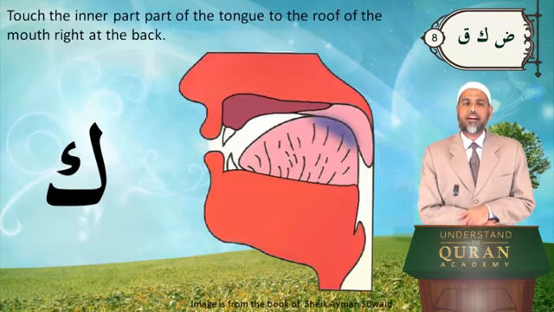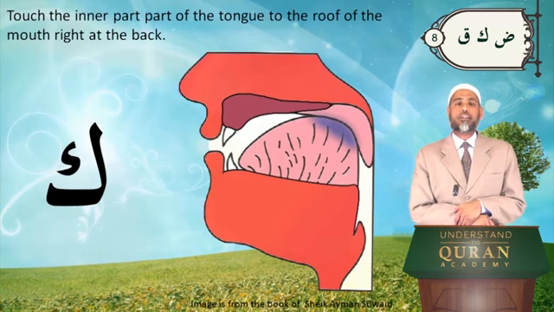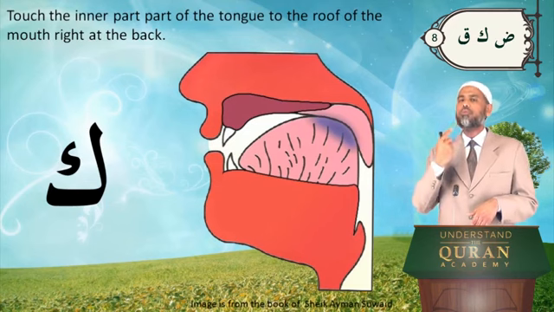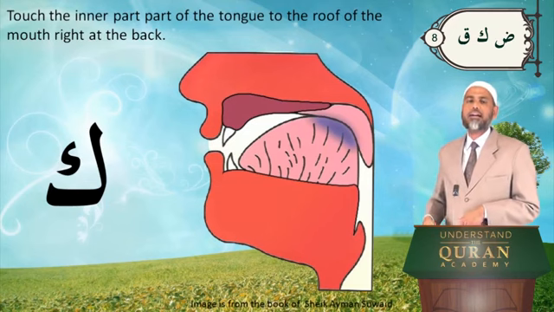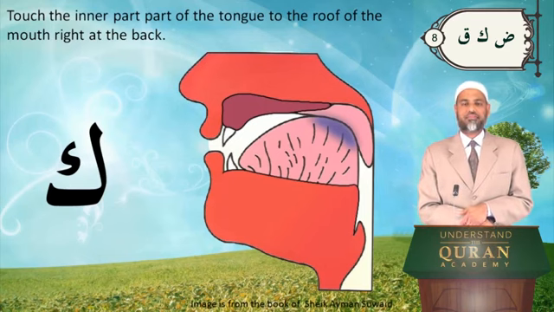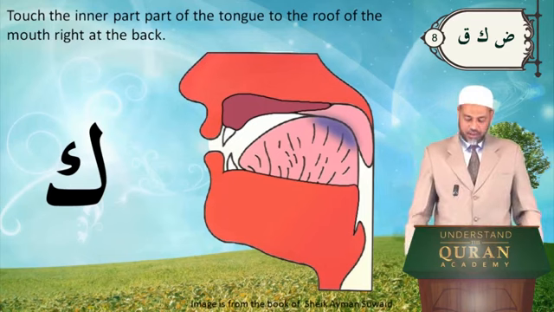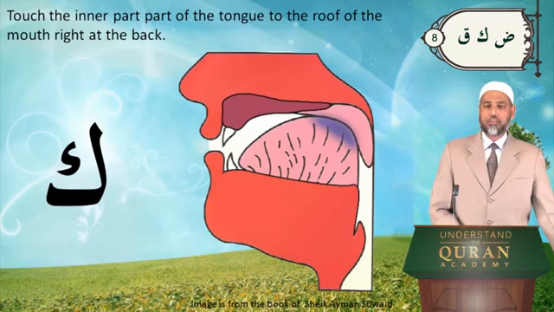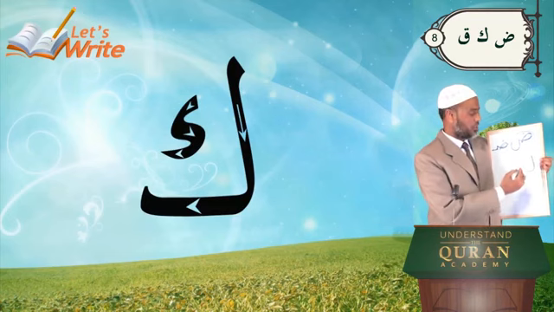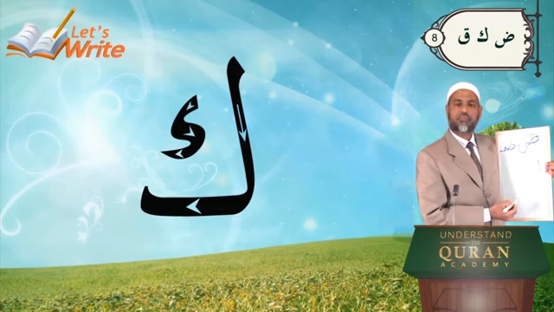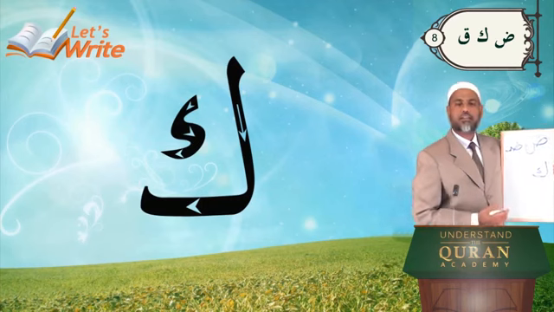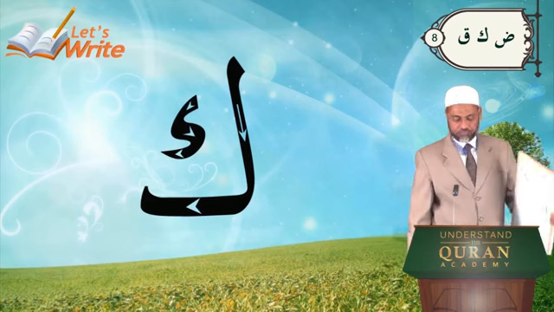How do you say kaf? It's just like the K of English. Touch the inner part of the tongue to the roof of the mouth right at the back. Ka, ka, ka, ki, ku, ak. This is kaf. Let's write kaf. That's very simple. Just a line and a tray and the cap, like a small S, there in its lap.